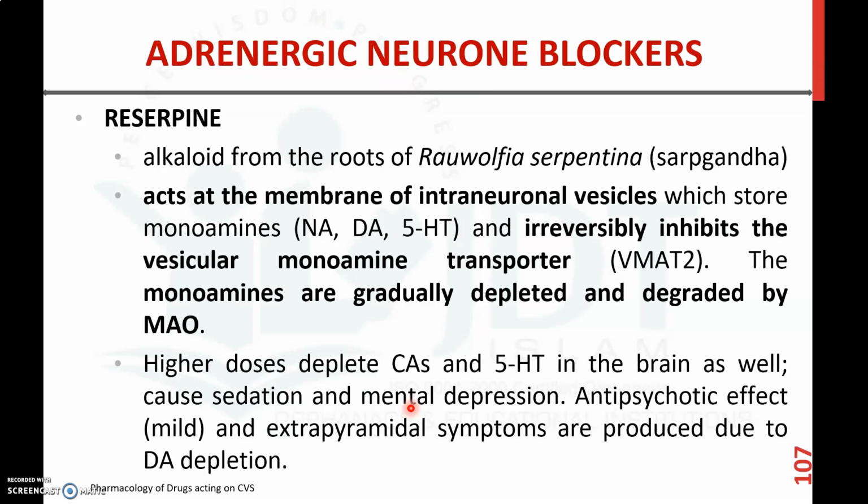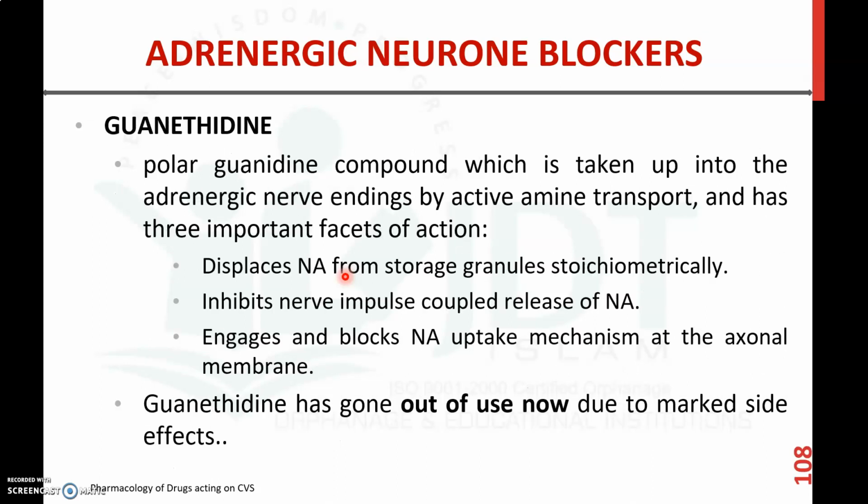Now another class of antihypertensives is adrenergic neuron blocking agents. As we mentioned before, the adrenergic neurotransmitters are responsible for the action on adrenergic receptors. So by blocking these neurons and by blocking the vesicular monoamine transporter, we can gradually deplete and degrade the catecholamines by the monoamine oxidase enzyme. So by inhibiting this neuron end or blocking adrenergic neurons, we can use these kinds of drugs for the treatment of hypertension.